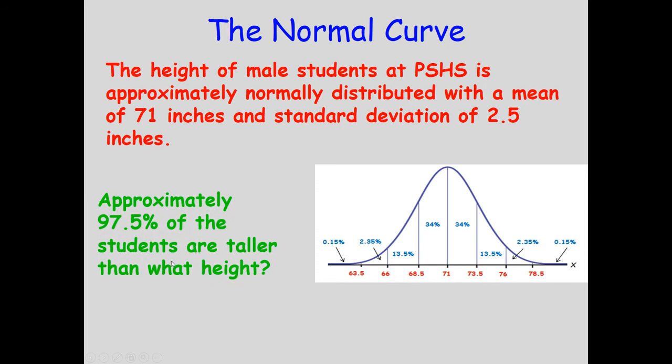Let's keep going with these. Approximately 97.5% of the students are taller than what height? So this time we want to find a very short person. What we do is start on the right end. We want to find a short person where 97.5% of people are taller than them. So we're just going to start adding from the right all the way over until we eventually get to 97.5, which happens here at 66.